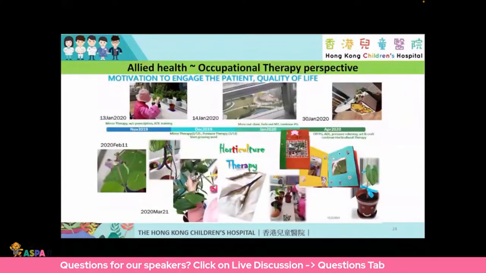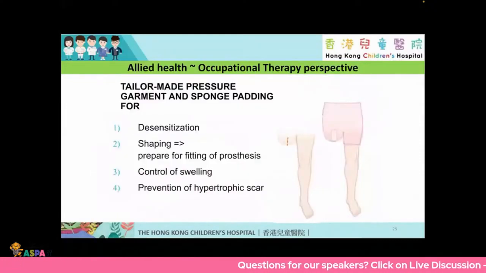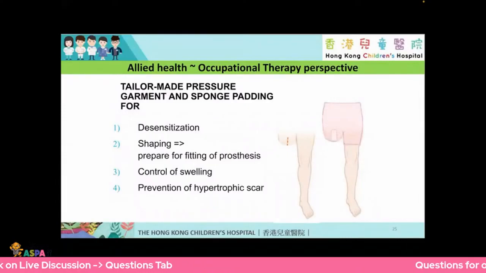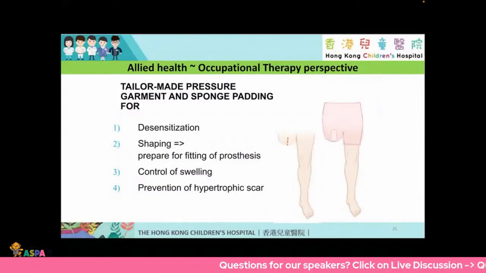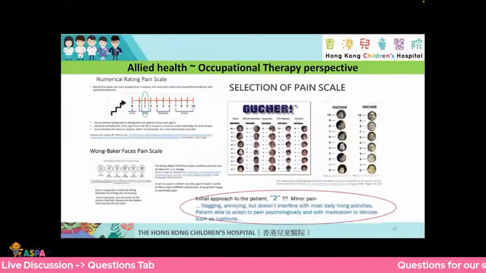Another thing is they take her to do the horticultural therapy to motivate her to rise from the bed and leave the room. Another highlight I would like to bring to your attention is the tailor-made pressure garment and sponge padding. It serves multiple purposes, from desensitization of the surface to shaping of the stump, to prepare for fitting of the prosthesis, control of swelling, and prevention of hypertrophic scar.